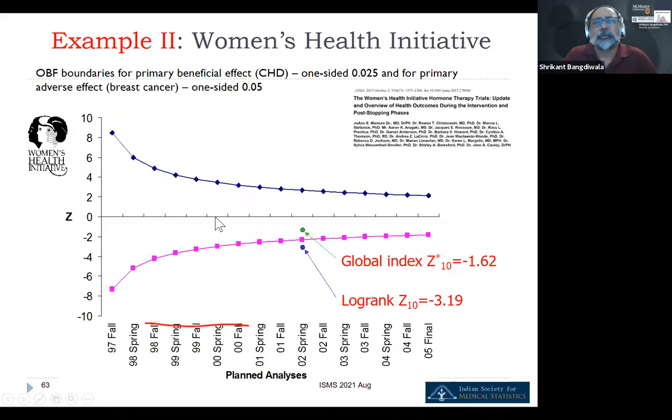Another famous study is the Women's Health Initiative done in the United States, looking at hormone replacement therapy and its effect on women's cardiovascular health or coronary heart disease, or the adverse effect of breast cancer. And they stopped the study. They had O'Brien-Fleming boundaries, different ones for superiority and for lack of safety. And for lack of safety, they crossed the boundary and they stopped the study. And so that's another one that's important. When a study is stopped early, it becomes a dramatic issue and people make a big deal about it.